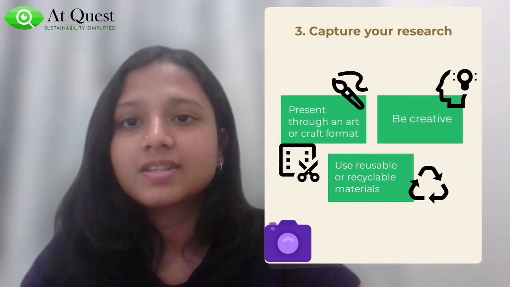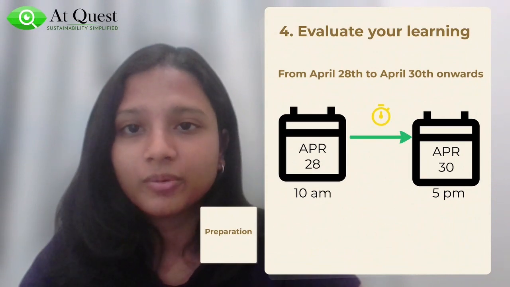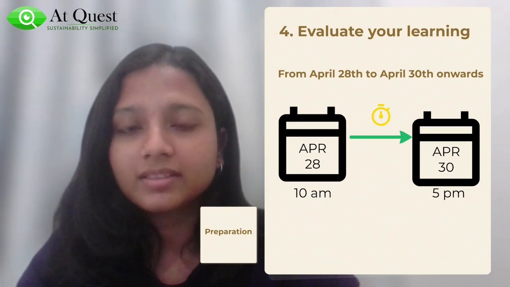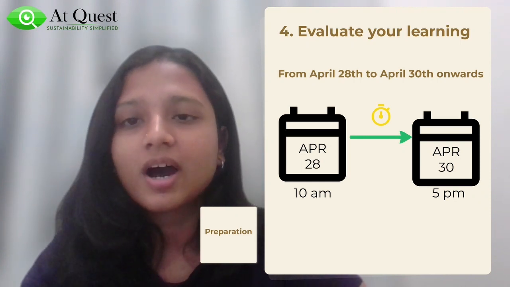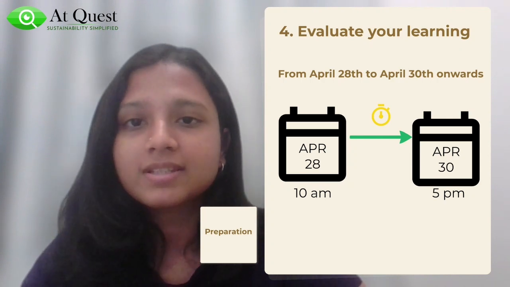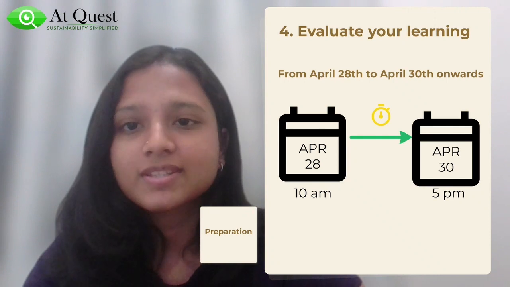After this step is the learning evaluation. You'll be sent a Google Form link to the evaluation. On April 28th, 10 am onwards, the link will be activated. It will have a small learning evaluation to test your understanding of sustainability following Summer Naturally. You will have until April 30th, 5 pm to submit it.